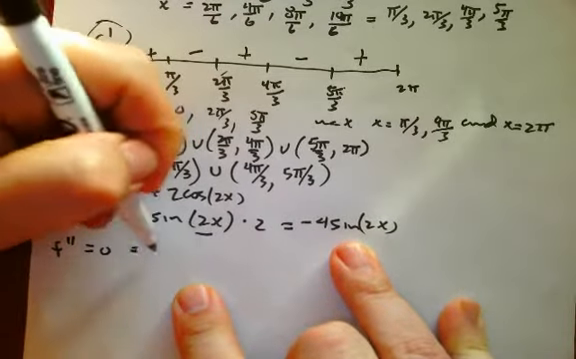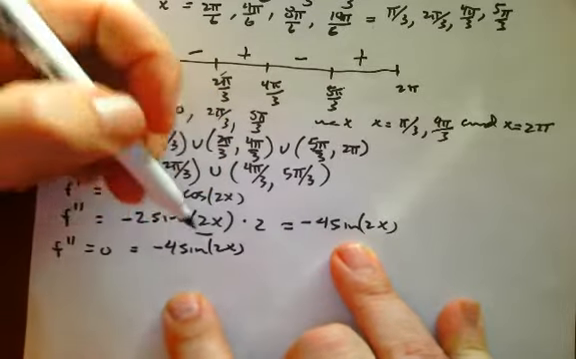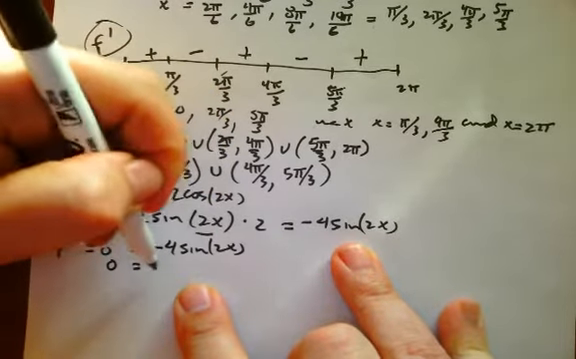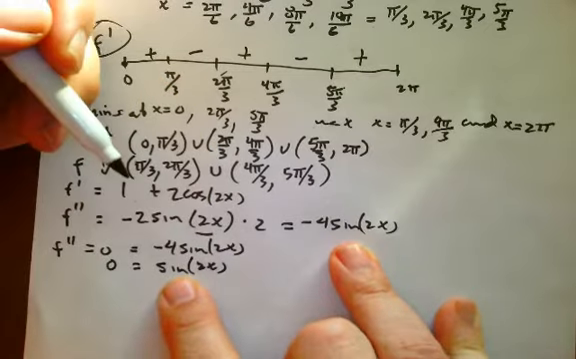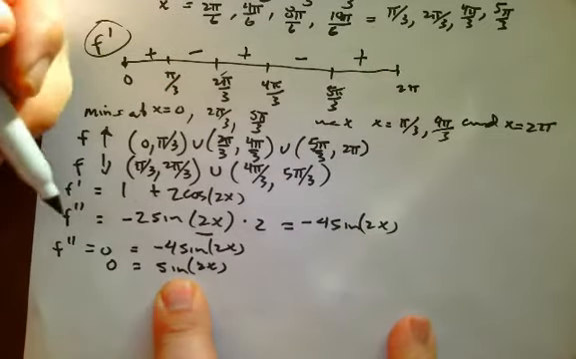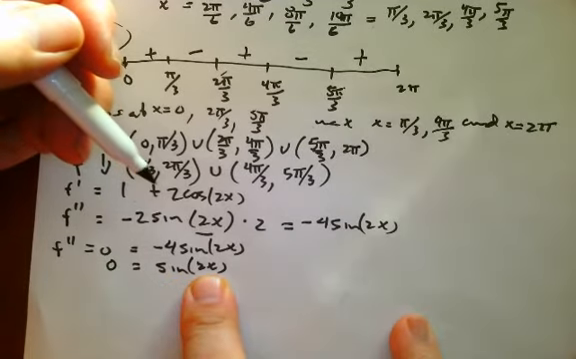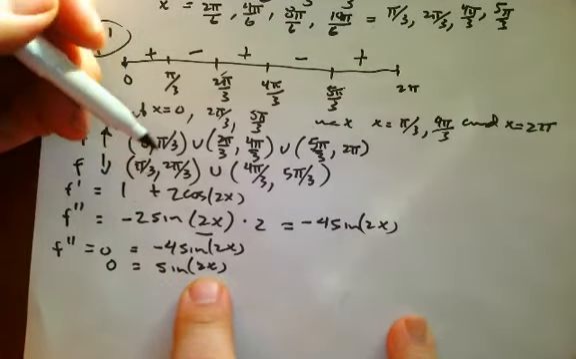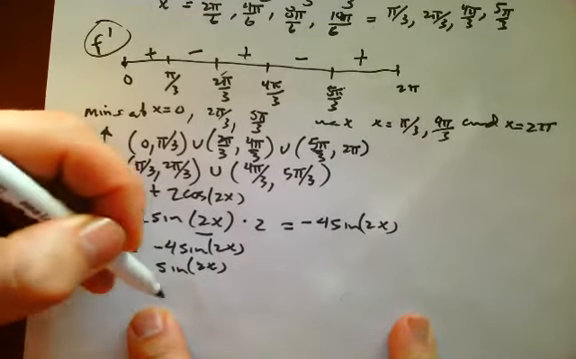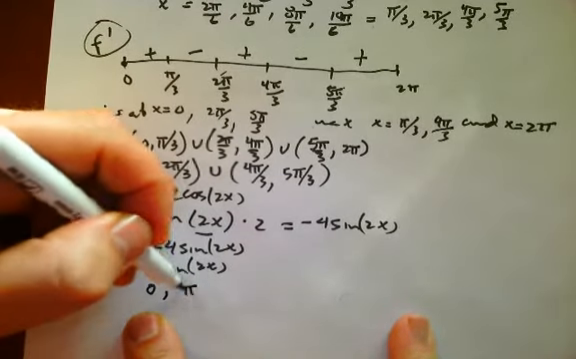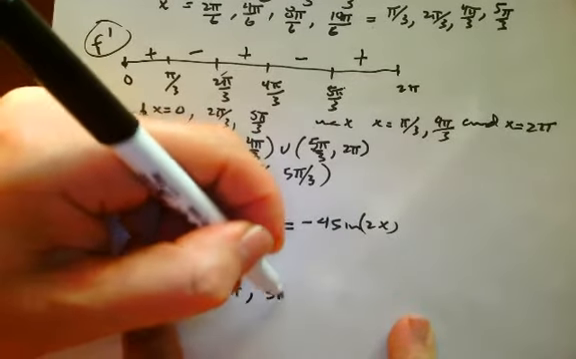But our f double prime is sine. Sine is defined everywhere. So f double prime will never be undefined. And we don't have to worry about endpoints for inflection points. So all we need to do is figure out when f double prime equals 0. And so that happens when negative 4 sine 2x equals 0. And that's when 0 equals sine 2x if I divide both sides by negative 4. And so really I'm asking the question, when is sine equal to 0?